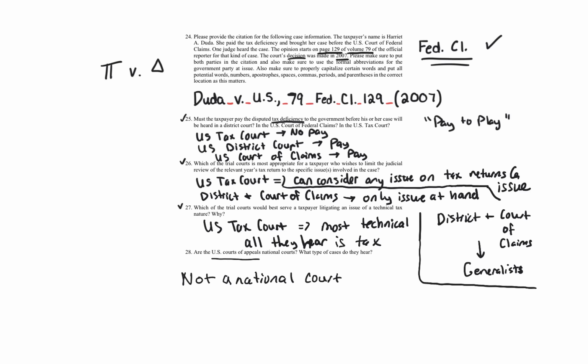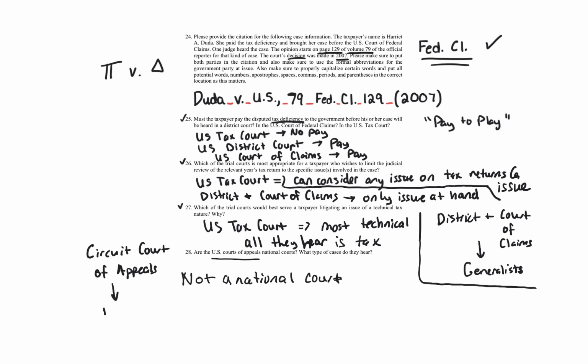An example of a national court is the Tax Court. The Supreme Court is a national court as well because it covers the entire U.S. The U.S. Court of Claims is a national court because it covers the entire U.S., just one country. The U.S. Circuit Court of Appeals is called the Circuit Court of Appeals for a reason: there are circuits.